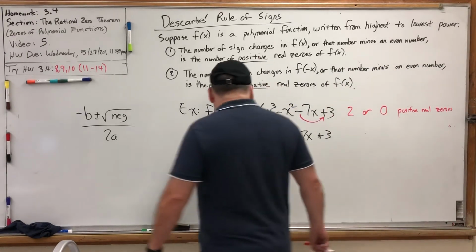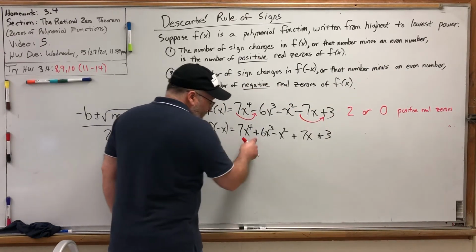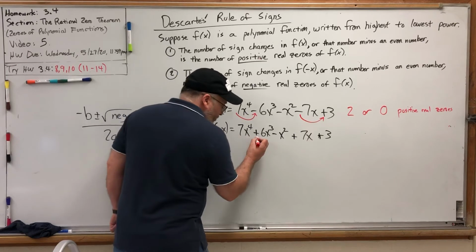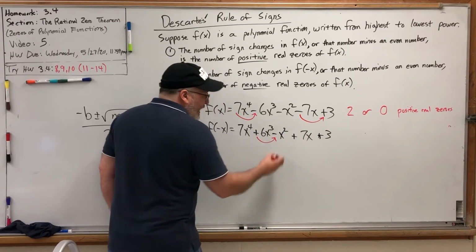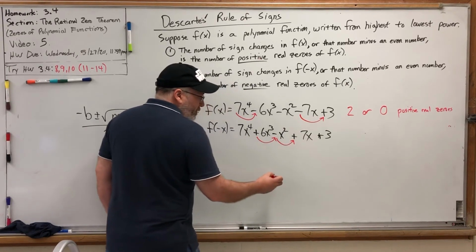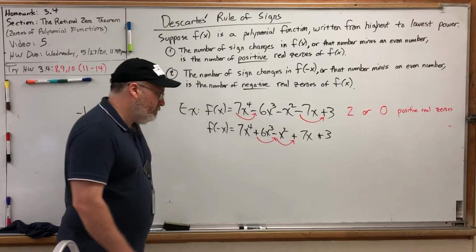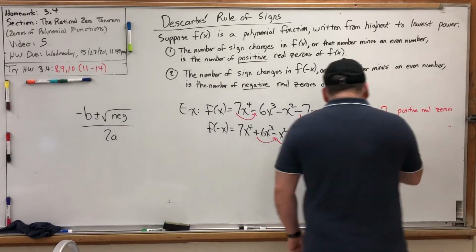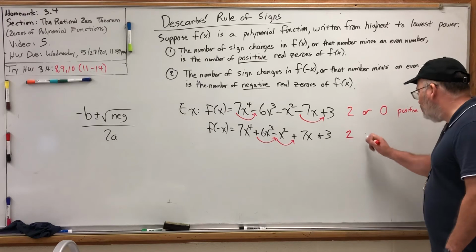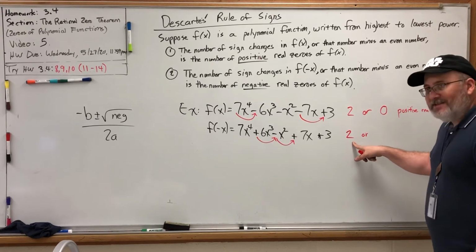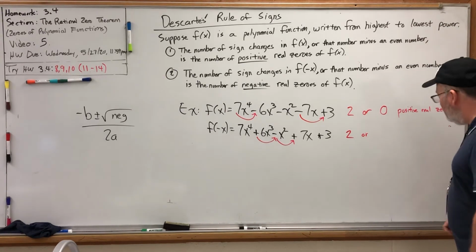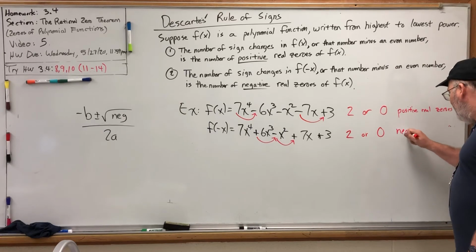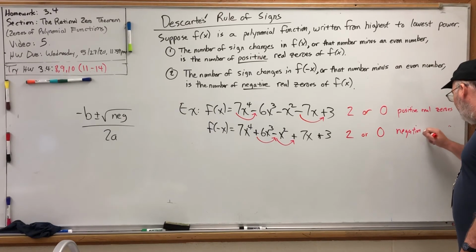Let's count the sign changes here. From the 1st to the 2nd, it doesn't change, but from the 2nd to the 3rd, it does. And from the 3rd to the 4th, and that's it. So same thing here. 2 sign changes, or this minus an even number, 2 minus 2 is 0, negative real zeros.